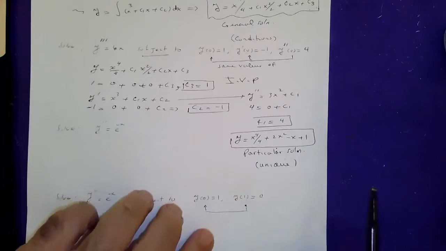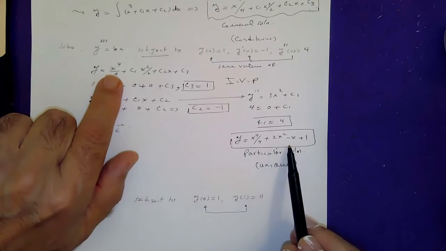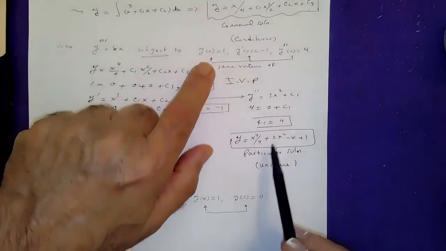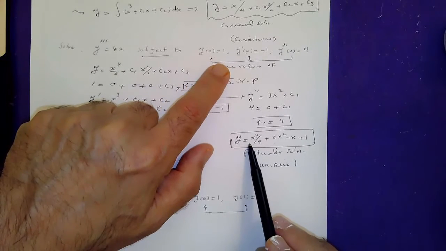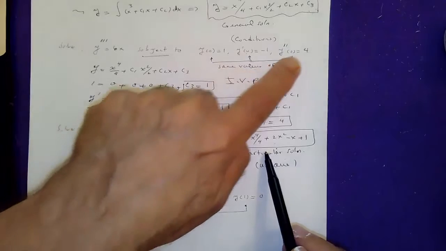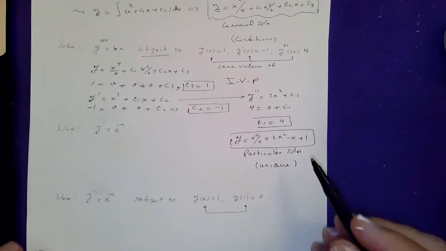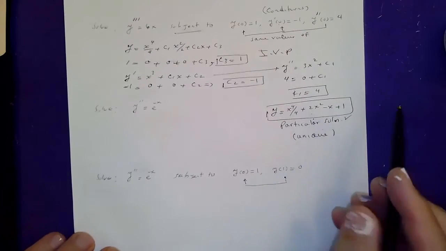How would you check this to see if it's okay? Well, take 3 derivatives of this, see if it's 6x, and then apply the initial conditions to y, the first derivative and the second derivative, and see if it satisfies the initial conditions. If it does, you're good to go. Do you see it? I hope it's correct.